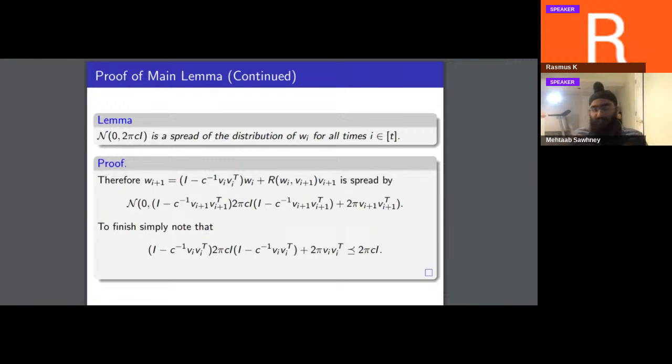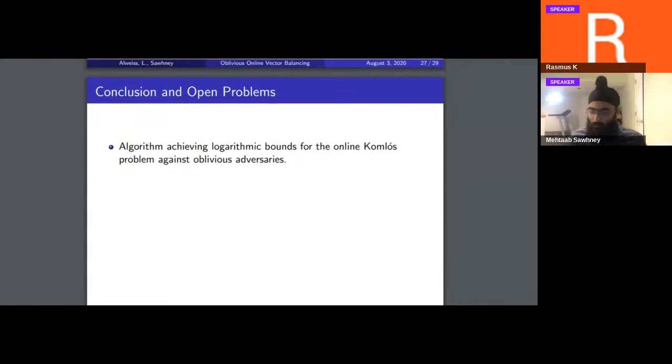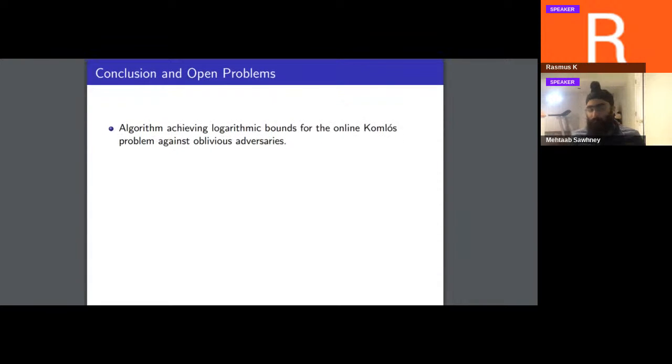And with that, that's basically the entire proof. There's some minor checking in adding these two Gaussians, but this is abstract probability and not all that interesting. Next slide. And therefore, this very simple algorithm gives you logarithmic bounds for the online Komlós problem against oblivious adversaries.